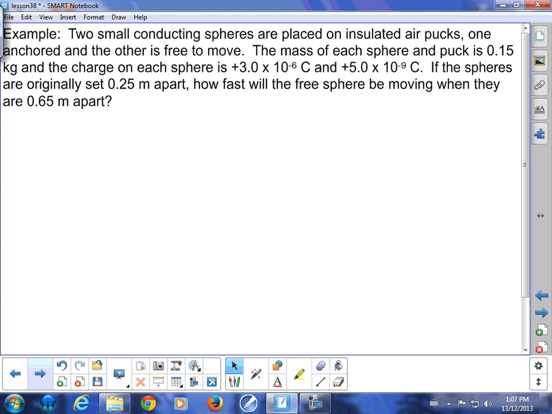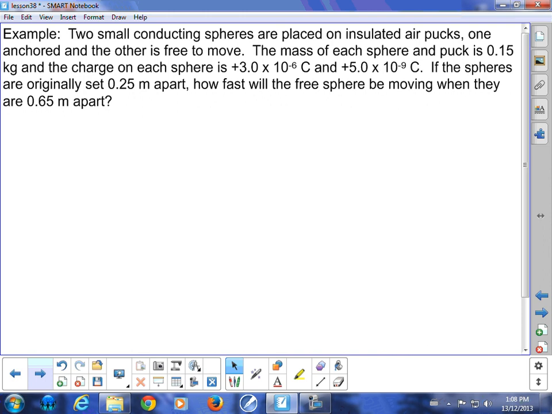So two small conducting spheres, which just means two charged particles if you want to think of it that way, are placed on insulated air pucks. That means it's going to be a frictionless surface. One is anchored, the other is free to move. So it's the exact scenario we just talked about. The mass of each sphere and puck is 0.15 kilograms, and the charge on each sphere is 3 times 10 to the negative 6 and 5 times 10 to the negative 9 coulombs respectively. The spheres are originally 0.25 meters apart. How fast will the free sphere be moving when they are 0.65 meters apart?